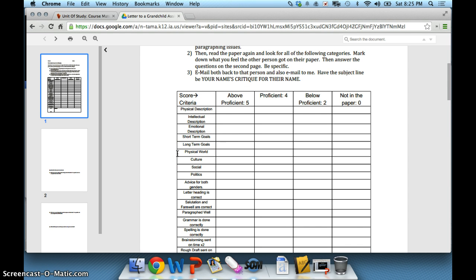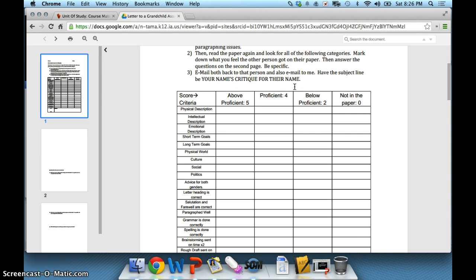If you have any questions, let me know. Once again, these are due on Thursday by 4 p.m. When you are done with one, you email it back to that person and also email it to me. Put us both in the "To" line, and in the subject line, put your name, then critique for, and then their name. So Doug Halterman's critique for Shelby Weber, or whatever it is.